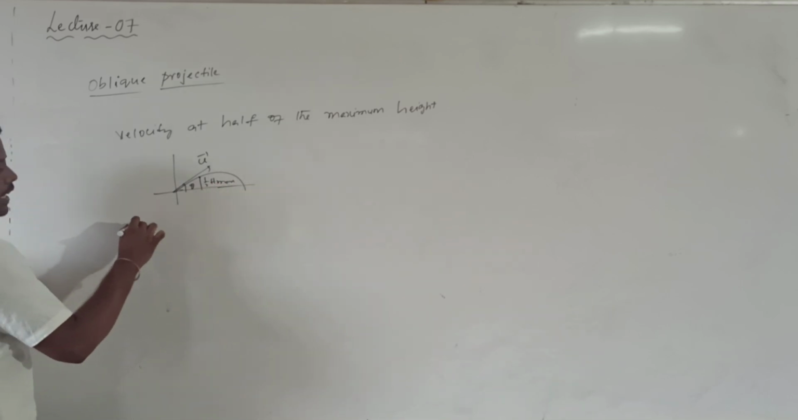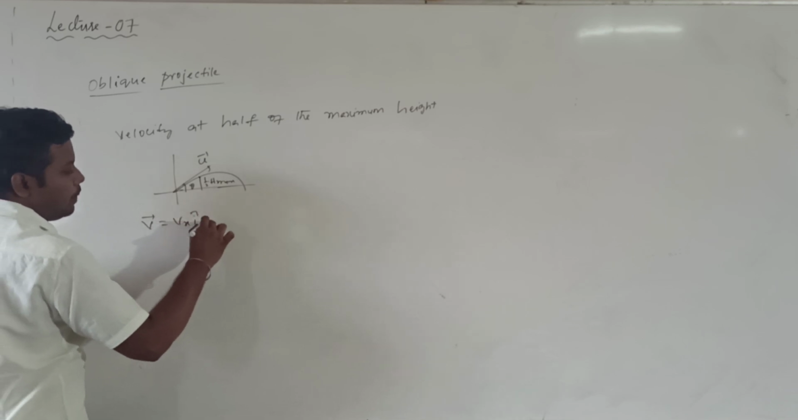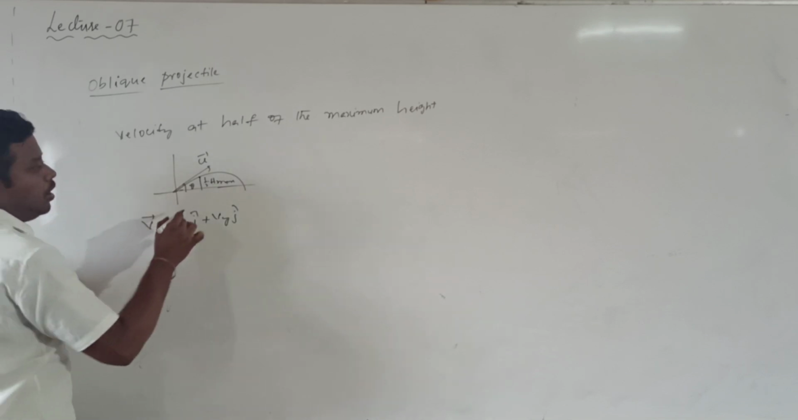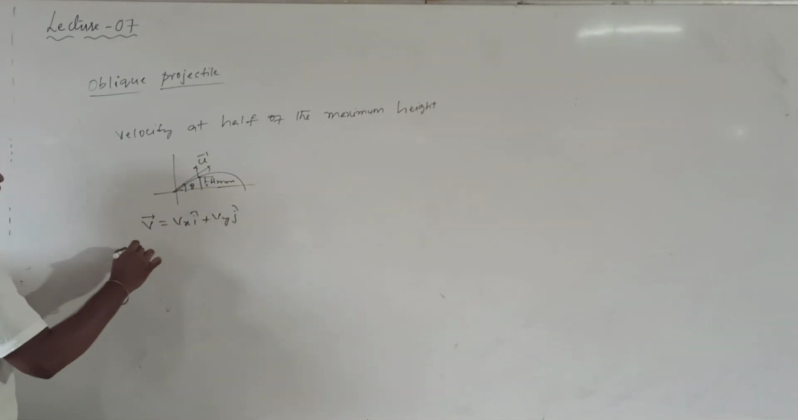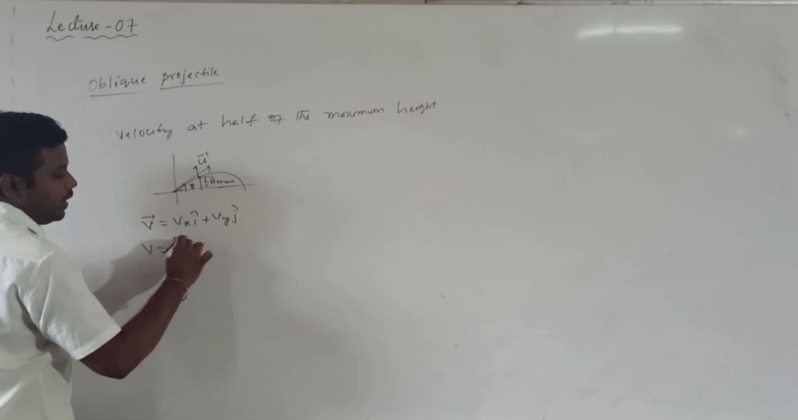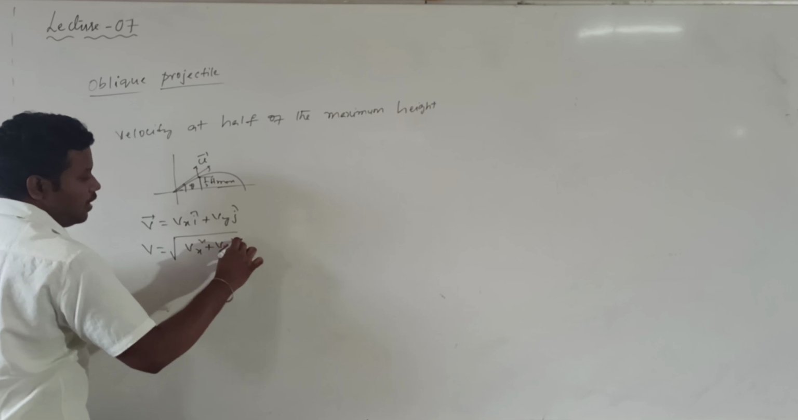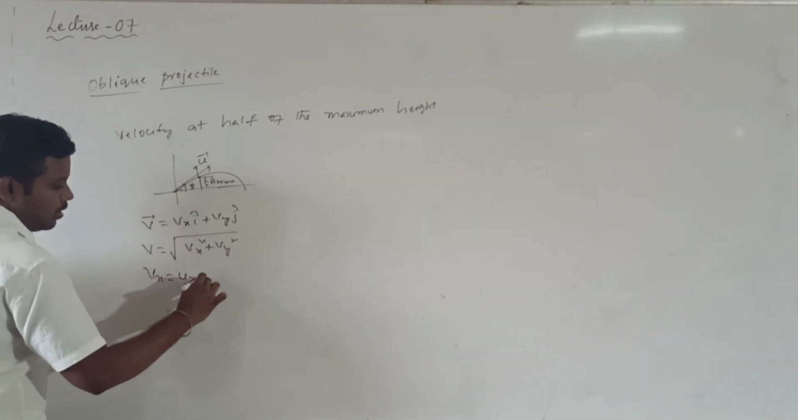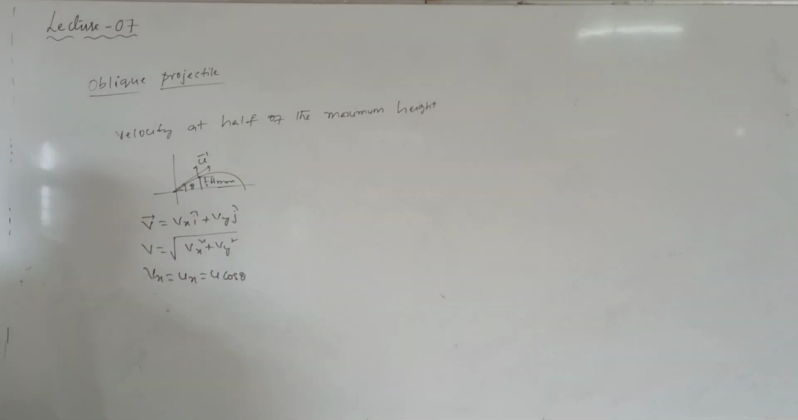What is the final velocity given by? Generally, the formula for v bar is Vx into i cap plus Vy into j cap. At point P, the projectile has two components of velocity, Vx and Vy. The magnitude of v is given by root of Vx square plus Vy square. Vx is equal to Ux, which is u cos theta. No problem with the horizontal component of final velocity.